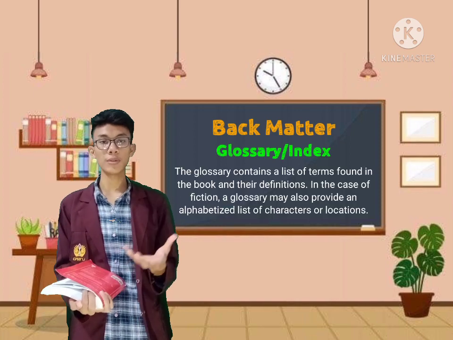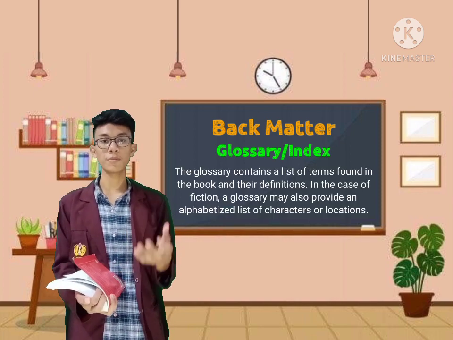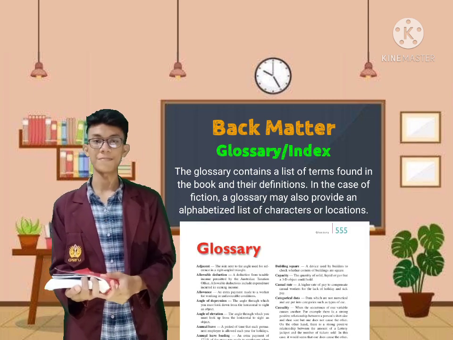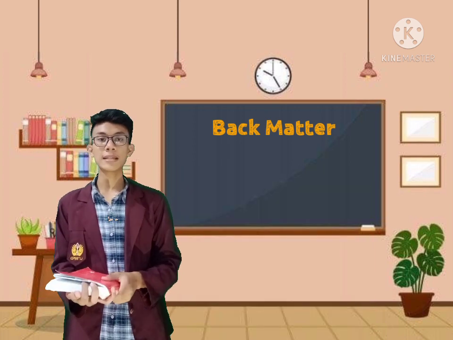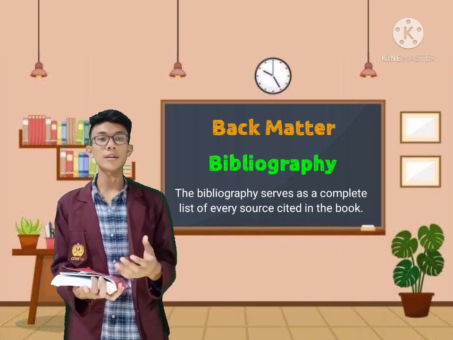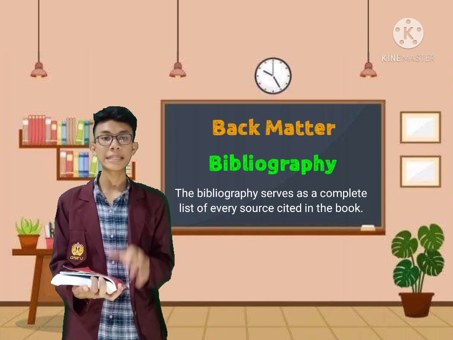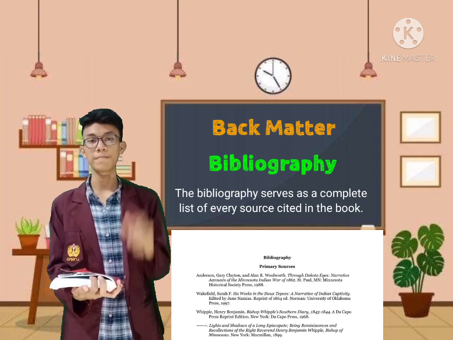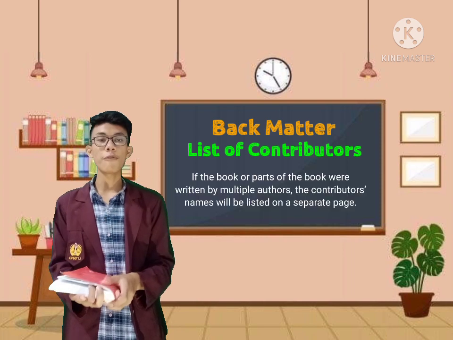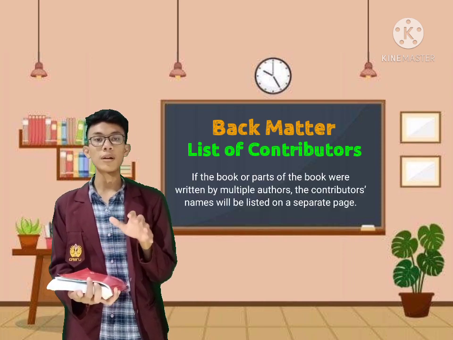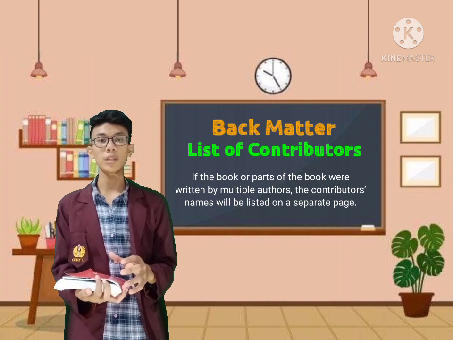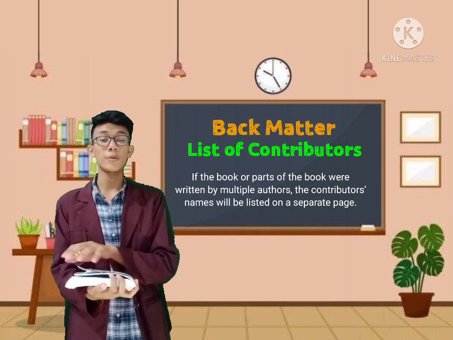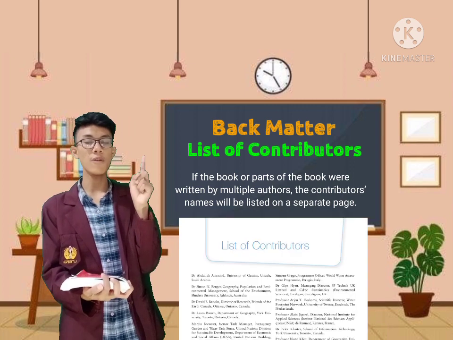The next one is the glossary. The glossary contains a list of terms found in the book and their definitions. This is an example of a glossary. The next is the bibliography. The bibliography serves as a complete list of every source cited in the book. So this is an example of a bibliography. The next one is the list of contributors. If the book or part of the book was written by multiple authors, the contributors' names will be listed on a separate page. This is an example of a list of contributors.